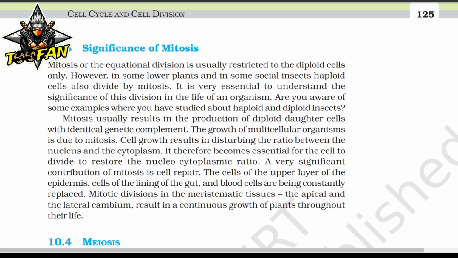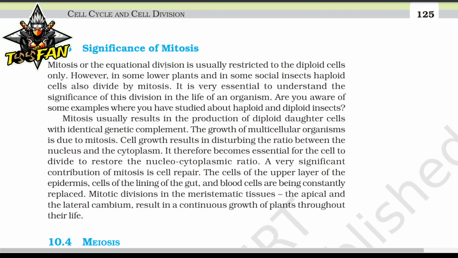Mitosis usually results in the production of diploid cells with identical genetic complement. The growth of multicellular organisms is due to mitosis. Cell growth results in disturbing the ratio between the nucleus and the cytoplasm. It therefore becomes essential for the cell to divide to restore the nucleocytoplasmic ratio.